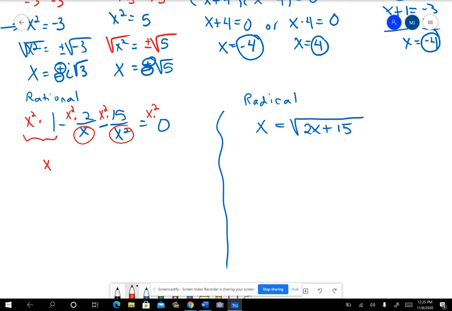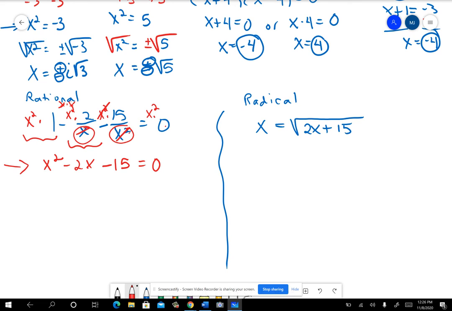This term becomes x squared. This term, do you see how on top we have the x times x? When we knock out one of those x's, we're going to have a 2x. Here, we have x squared on the bottom, we have x squared on the top. So won't that cancel out, leaving me just minus 15? Then if I do 0 times x squared, I'm going to get 0.